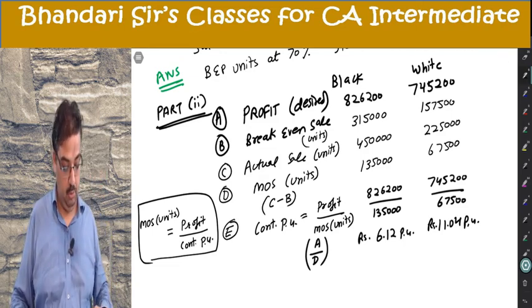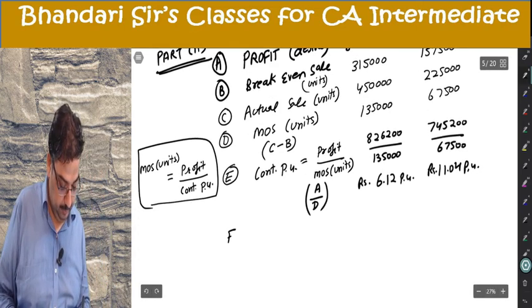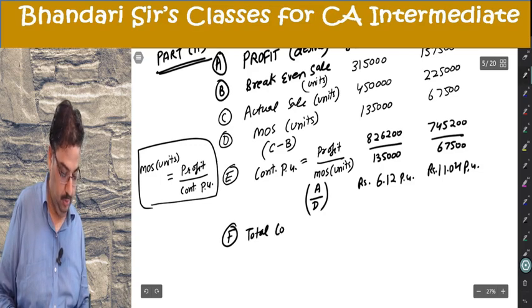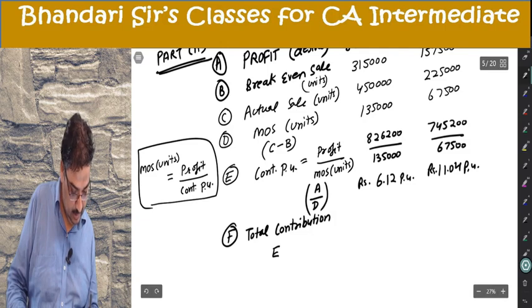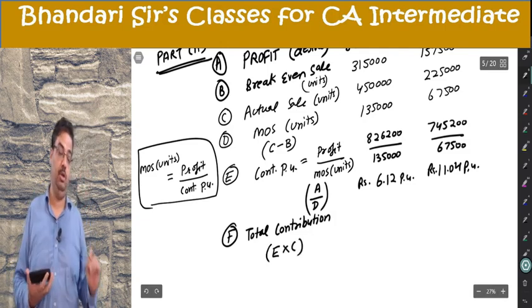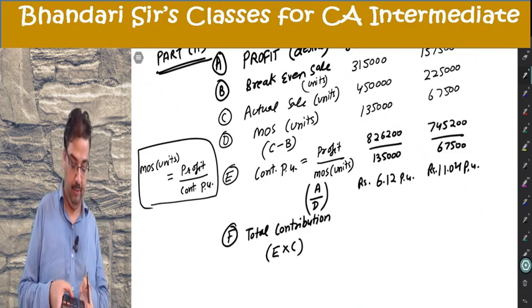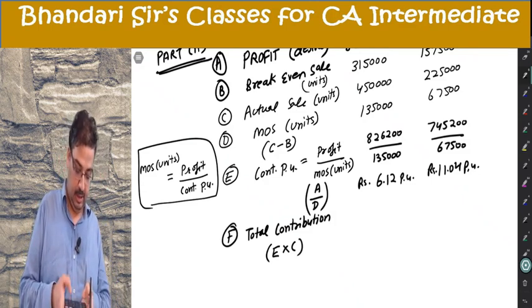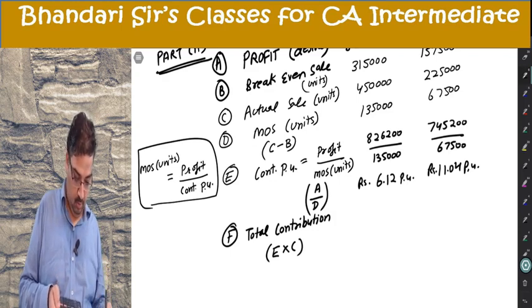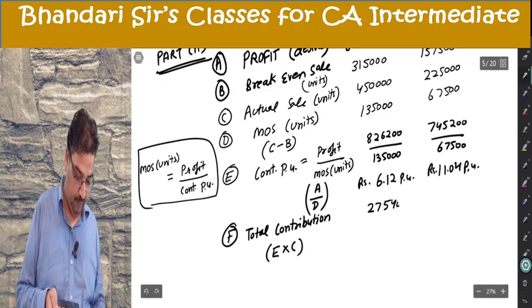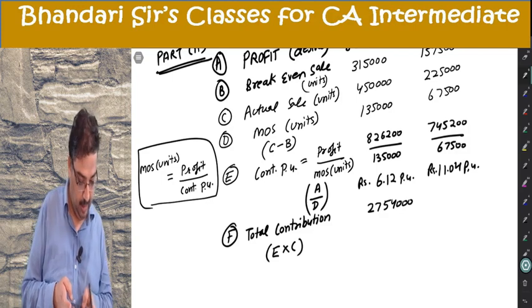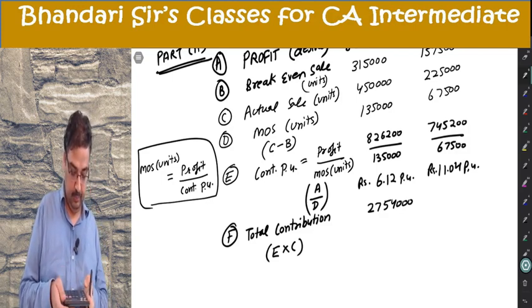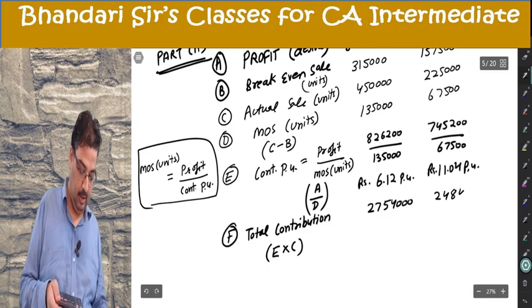This much is contribution. F point, I can get total contribution. If I multiply this with units, E into C: contribution per unit multiplied by actual sale units. 4,50,000 multiplied by 6.12. What I am getting is 27,54,000. 11.04 multiplied by actual sale 2,25,000 gives 24,84,000.